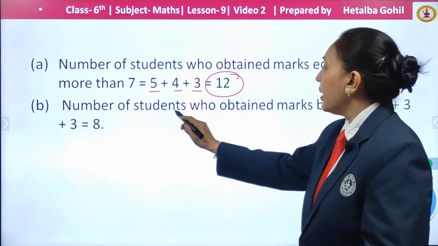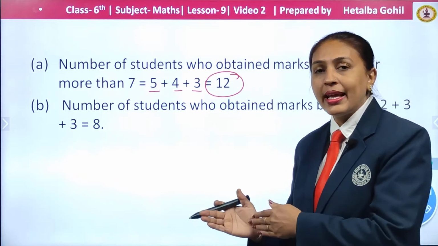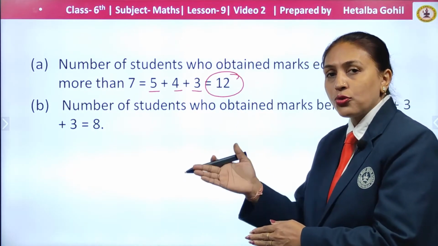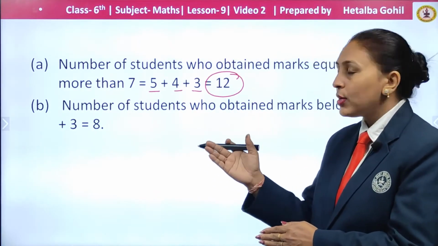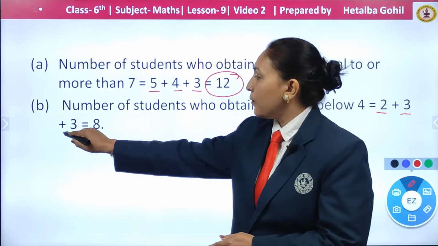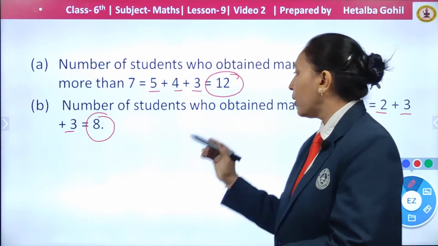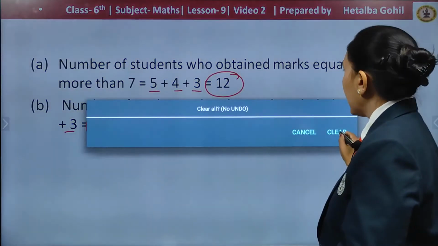Now next question, number of students who obtain marks below 4. Below 4 means less than 4. So we have to take 1, 2 and 3. So number of students who got 1 was 2, 2 is 3 and 3 was 3 only. So total together 8 students got below 4 marks.